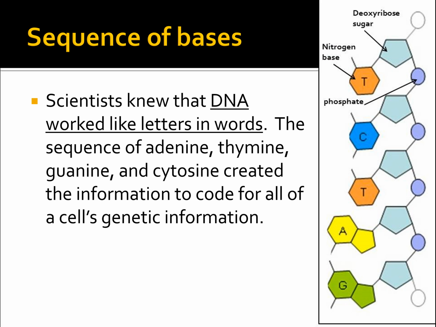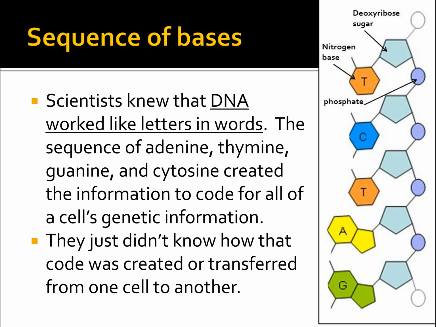So scientists knew that DNA worked like letters in words. The sequence of the adenine, thymine, guanine, and cytosine created the information to code for all of a cell's genetic information. So the combination of the A's, T's, C's, and G's worked like letters in a word. That combination and sequence of bases is what created the unique characteristics of an organism. They just didn't know how that code was created or how it was transferred from one cell to another.